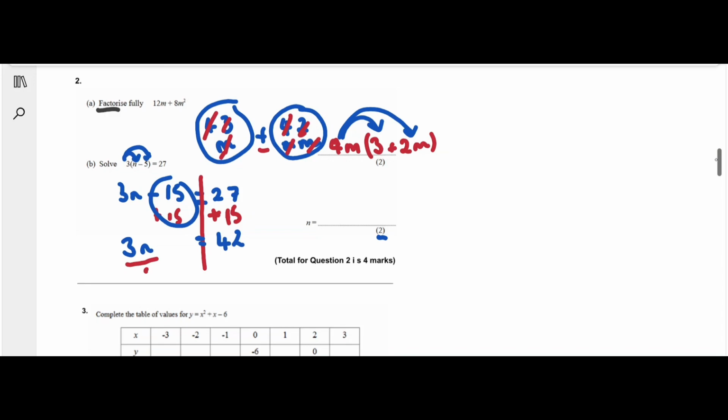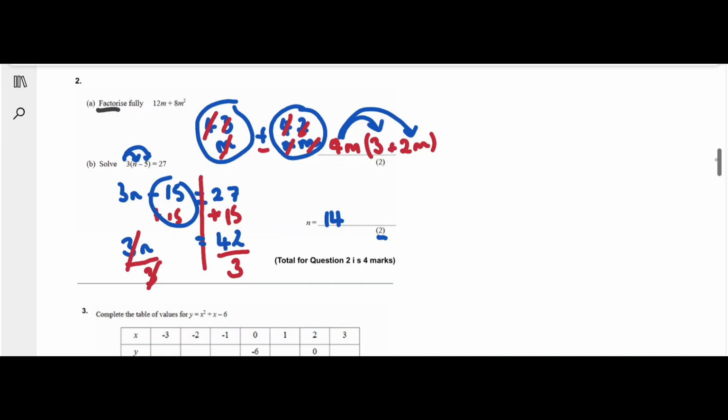And I always write that as a fraction because if you get a number that doesn't divide exactly, you can leave your answer as a fraction and still get the marks. But in this instance, 42 does divide by 3 and you get 14. N is equal to 14. And that is it for 2 marks. So quite a lot for the second mark there. First mark should be nice and easy for most of you.